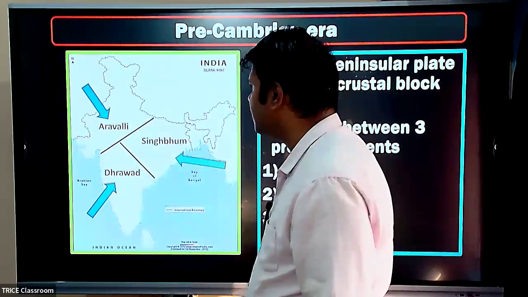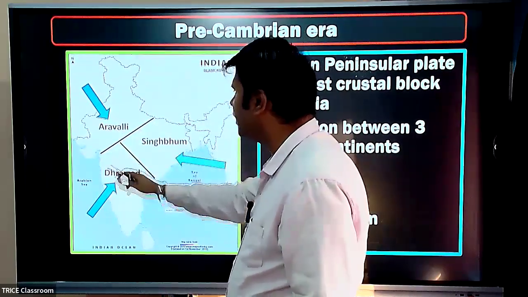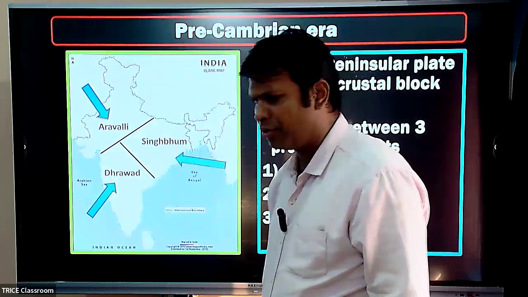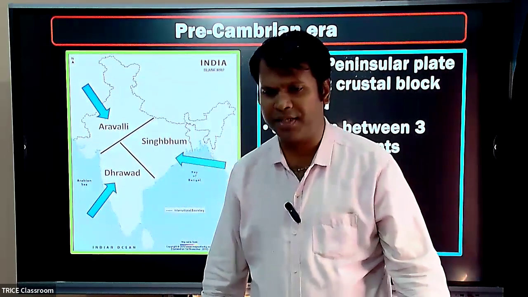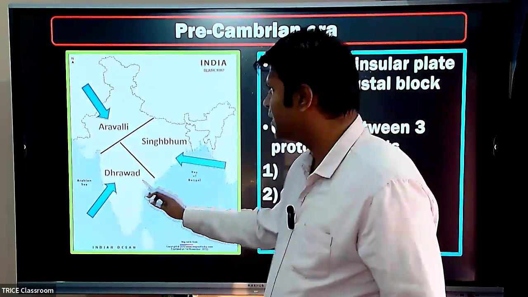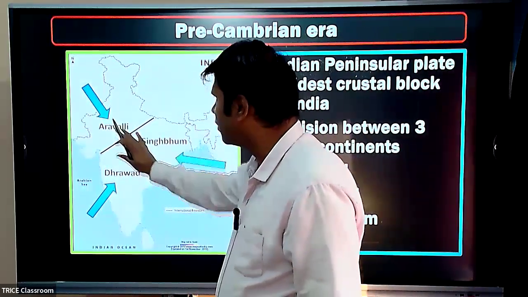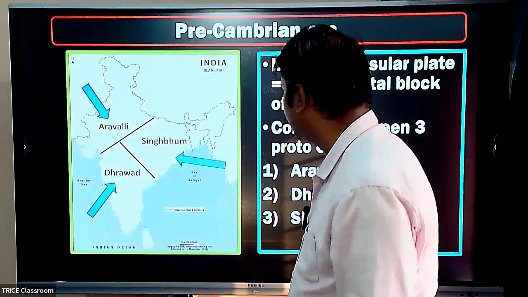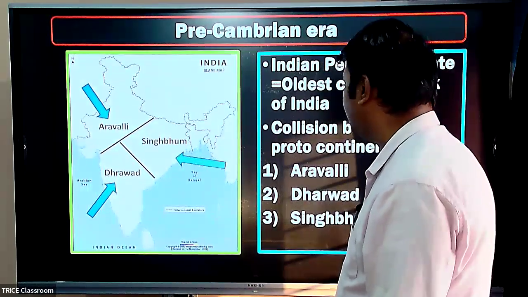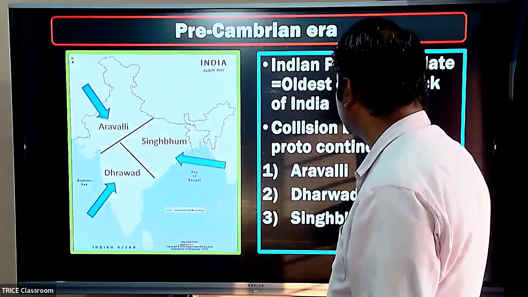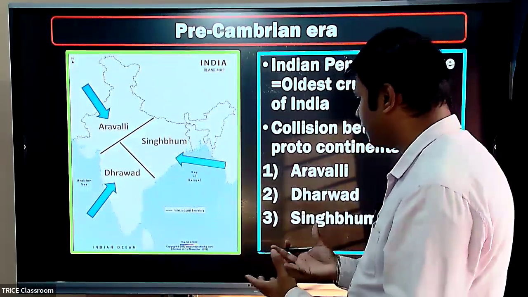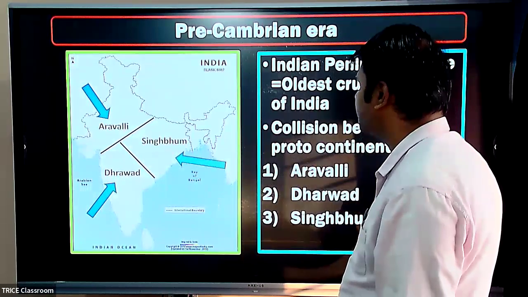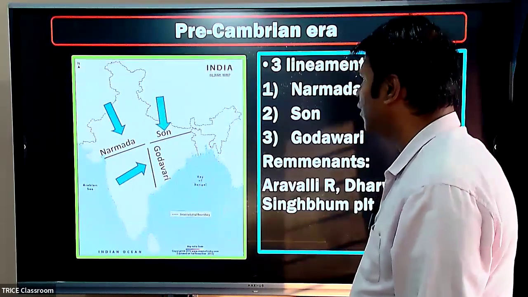The Aravali ranges were also one of the oldest fold mountains. I've already told you, once upon a time the Aravalis were probably taller than the Himalayas. The Aravali mountains are a result of collision between the Aravali plate, the Singhbhum plate and the Dharwad plate. There was collision between these three landmasses which formed the Indian block, and it was this Indian block that proceeded on its journey towards Laurasia.